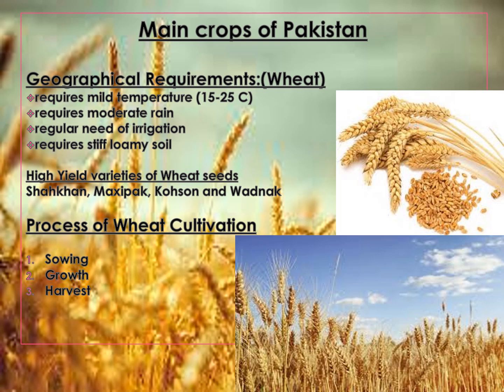Growth basically means that the temperature requirement during growth should be 15 to 30 degrees Celsius. Weeds should be removed manually. The irrigation cycle should be of 20 days. Insecticides and fertilizers should be applied.